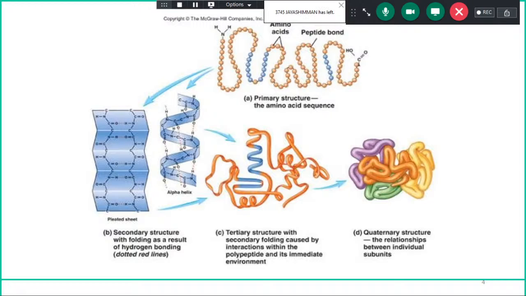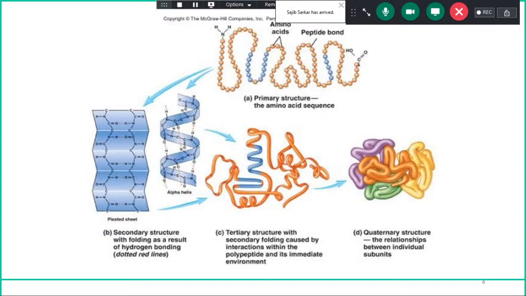So if the 3-dimensional structure, that is the tertiary structure of the protein, is lost, then its biological activity is also lost, as in the case of denaturation. And finally, the quaternary structure is when the protein is made up of multiple units, more than one unit, then that whole together is called the quaternary structure.